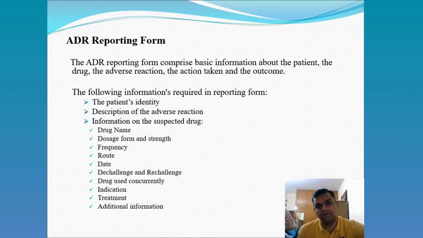Next we discuss the ADR reporting form. It consists of some basic information about the patient, the drug, the adverse reactions, the action taken, and the outcome of the ADR. The following information is required in the reporting form. First is the patient identity. Second is the description of the adverse reaction. Third, information on the suspected drug. In the drug information, we need to report the name of the drug, dosage form and its strength, frequency of the drug given, route of drug administration, date of drug administration, de-challenge and re-challenge, whether they were performed or not, drugs used concurrently along with the suspected drug, indication for the drug therapy, treatment given for the ADR, and any other additional information.